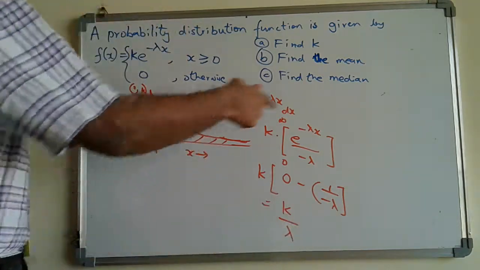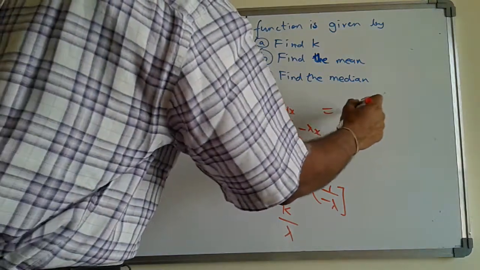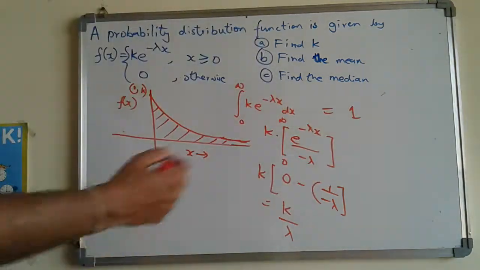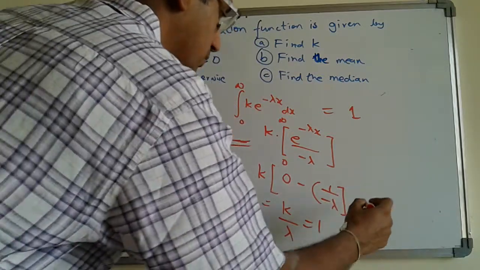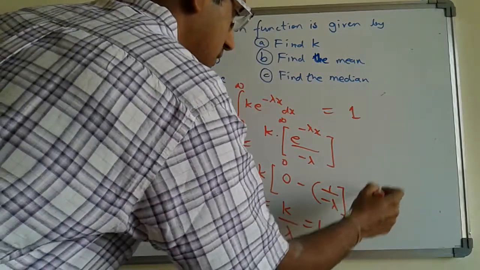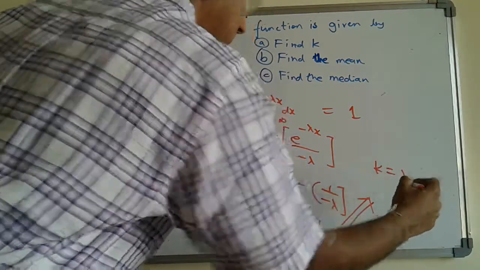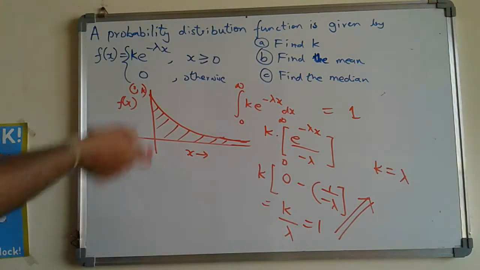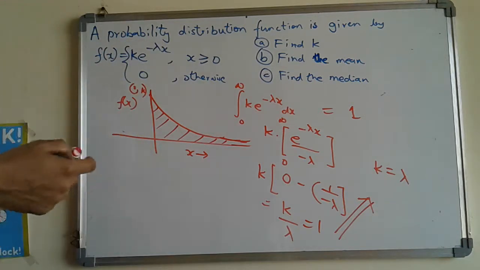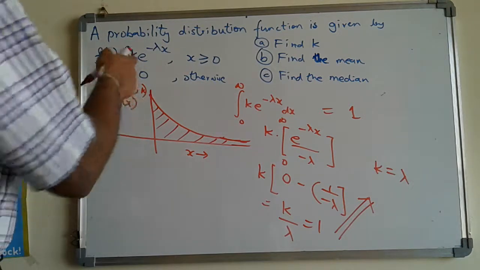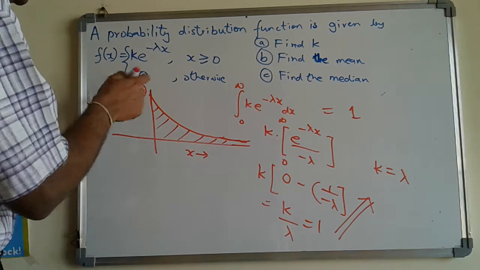So we get k by lambda. But we know that this integral should be 1 because the area under a distribution function is 1. Therefore, k by lambda equals 1, which implies k equals lambda. For example, if lambda is 3, then the function is 3 e power minus 3x. So this point is 0 comma 3.